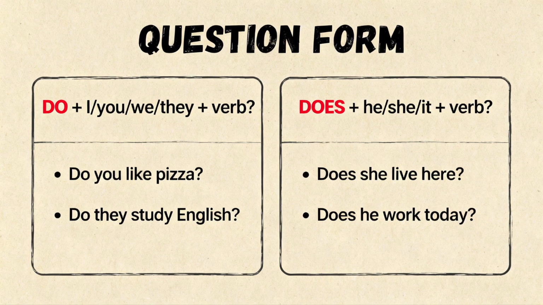For questions, we start with do for I, you, we, and they, like do you like pizza or do they study English? For he, she, and it, we start with does, like does she live here, or does he work today? After do or does, we use the subject, then the base verb without s.